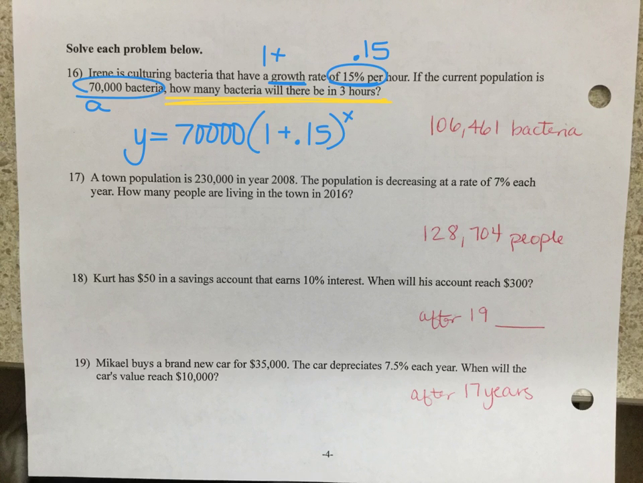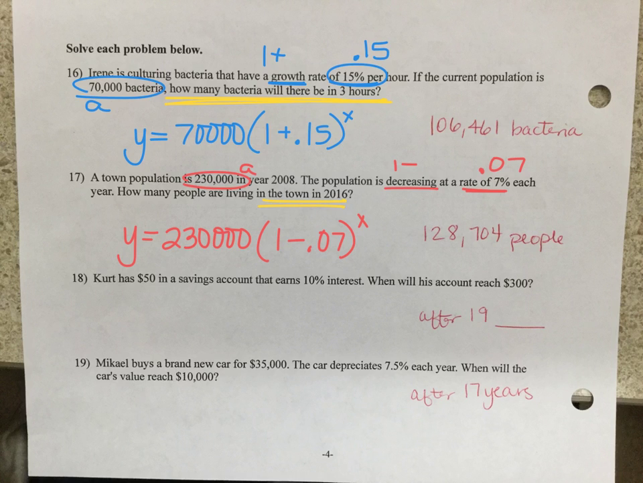All right, same idea on 17. We did that one together. Well, some of you weren't paying attention, so I'll talk about that one. All right, we've got A. Decreasing means I'm going to do 1 minus, and then rate of 7%, move the decimal twice, so 0.07. So I've got y equals 230,000, 1 minus my rate, because it's decreasing, to the x power. And again, we're going to use our calculator and the table to answer the question.